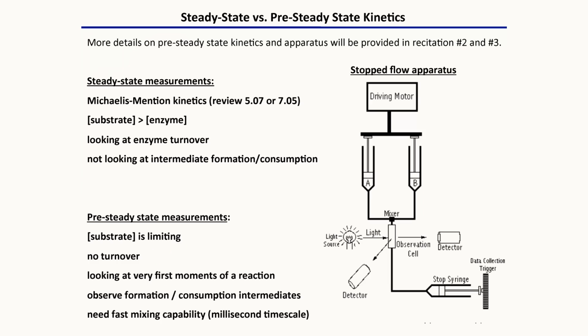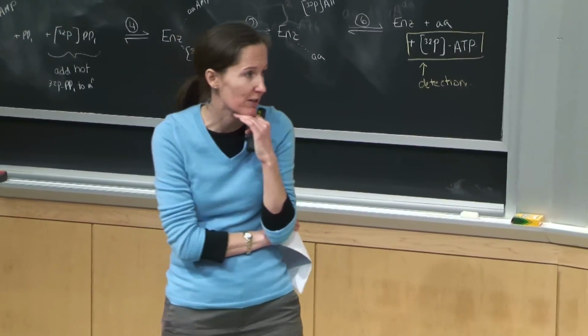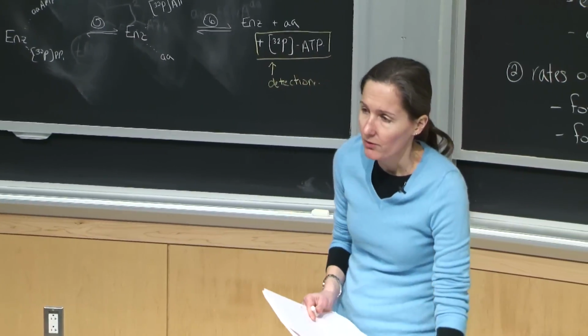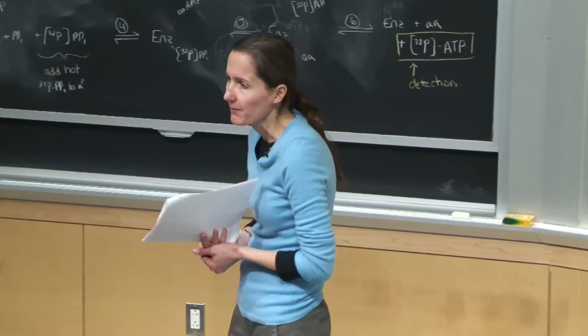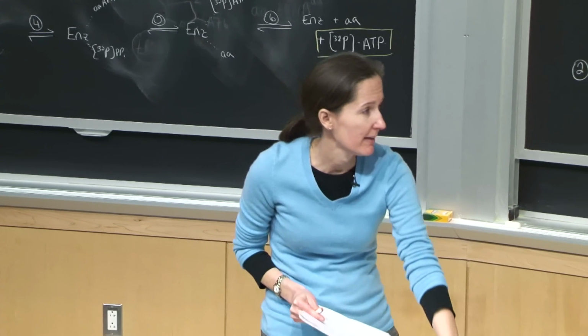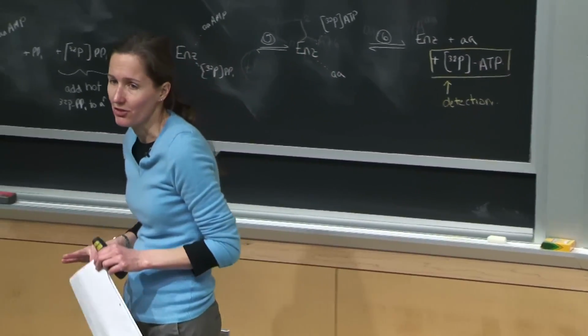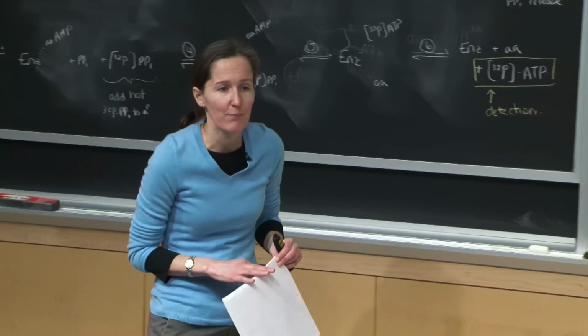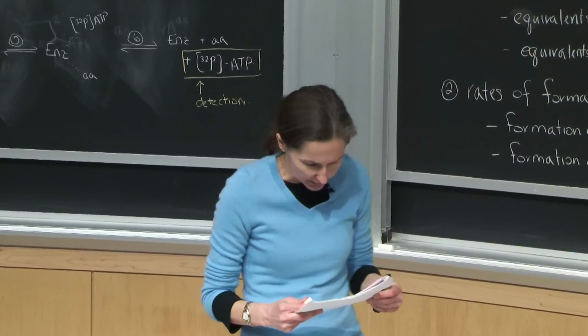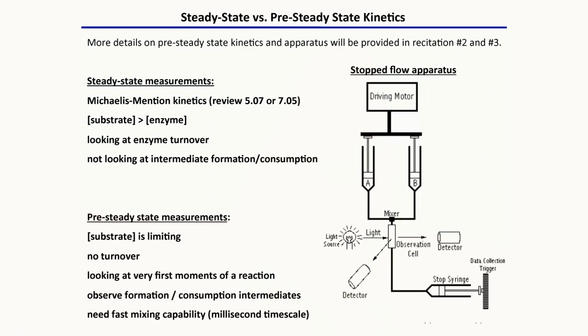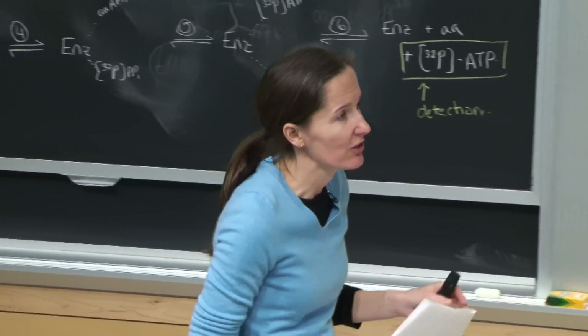And one of the goals is to look at the formation and consumption of intermediates here. So this type of chemistry often happens on a fast time scale. You can imagine millisecond time scale here, which means that we need a special apparatus that has fast mixing capabilities, because there's no way for one of us to do this on our own with our pipette. And so the type of experiment or apparatus used is called a stop flow. And I just show one depiction of a stop flow apparatus here.